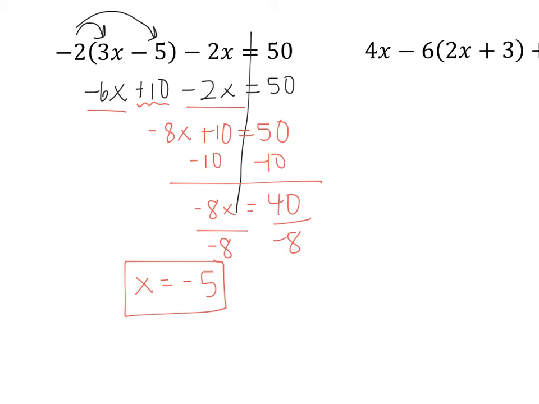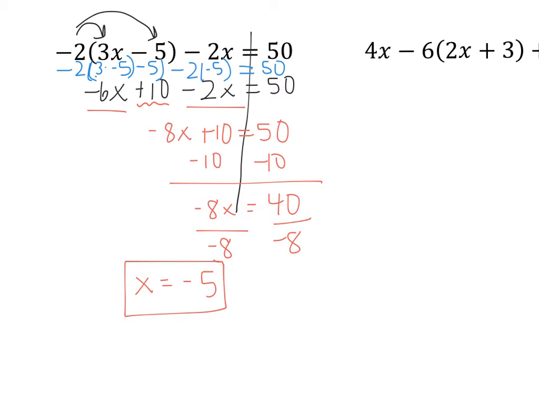So let's check our work just to make sure that we're right. Let's plug negative 5 back in. So negative 2 times 3 times negative 5 minus 5 minus 2 times negative 5 equals 50. And let's make sure this is true.